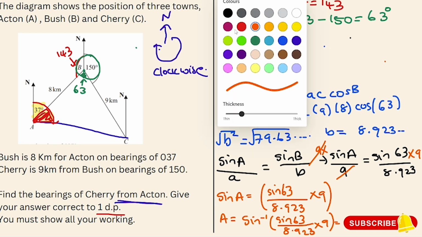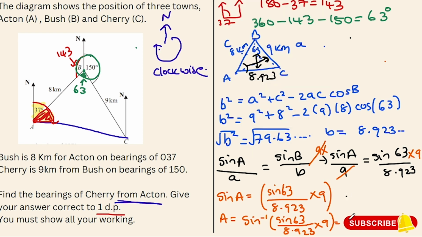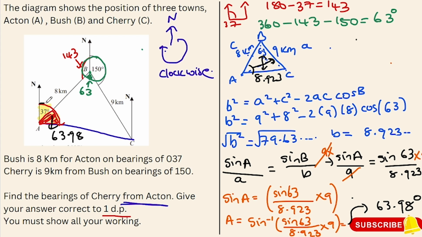If I place all of that in my calculator, I should get the value of 63.98. Okay, now I know that this angle is 63.98, and if I want to work out the total angle, I'm going to do 37 plus 63.98, which gives you 100.98. Now the question says one decimal place, so it's going to be 101.0, not 101.1, sorry.